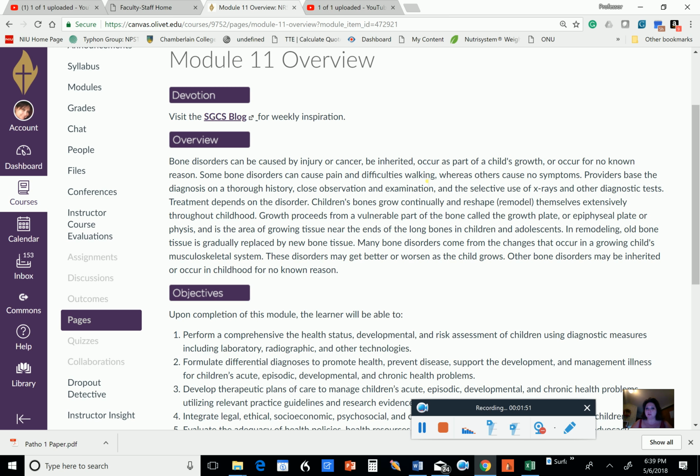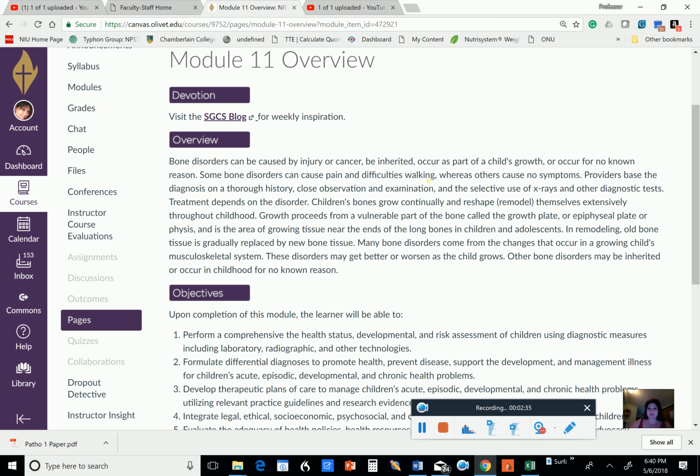So children's bones are growing continually and reshape or remodel themselves extensively throughout childhood. Growth proceeds from a vulnerable part of the bone called the growth plate, or epiphyseal plate, or physis, and it is the area of growing tissue near the ends of the long bones in children and adolescents. In remodeling, old bone tissue is gradually replaced by new bone tissue. That's called remodeling. And many bone disorders come from the changes that occur in a growing child's musculoskeletal system. These disorders may get better or worsen as the child grows. Other bone disorders may be inherited or occur in childhood for no known reason.